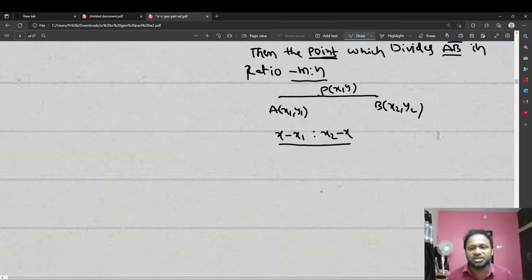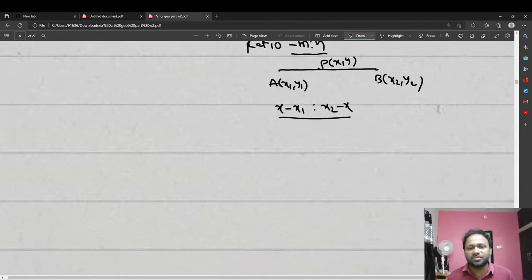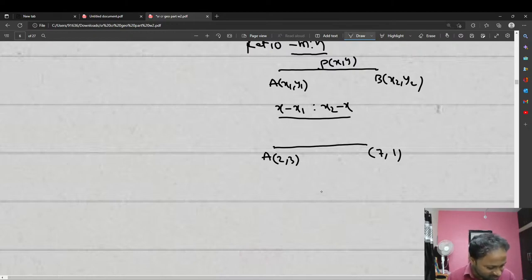Okay, a simple question. I will give one problem. Suppose A is 2 comma 3 and B is 7 comma 1. The ratio is x minus x1 is to x2 minus x. Veena says it is a little bit wrong. Okay, x minus x1, here you will get a negative, I think. Try to check it once again. Right, I am going to see this one.